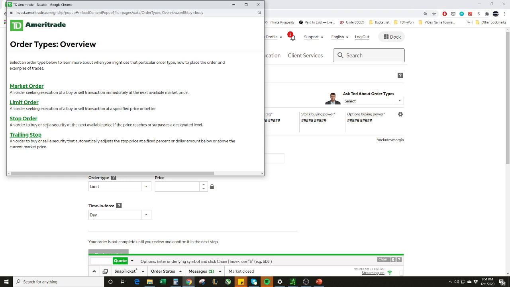Typically, people use this for protection. They're in a position already. They want to set a stop under the current price: if it gets to this, I want to stop the bleeding, I want to get out, and that will do it for you. You can do stop orders for normal market hours only. You cannot use these during extended hours.